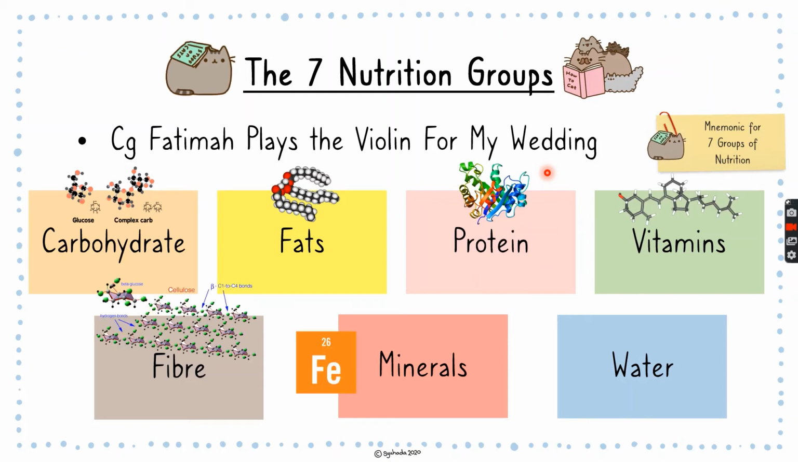These are actually how your molecules look. So carbohydrate, you can see that there are little atoms right there joined up together, and that's glucose. And when you get more of those glucose molecules joined up together, you make a complex carb like starch. Fat is also made up of molecules, protein, vitamins, fiber, and even water.